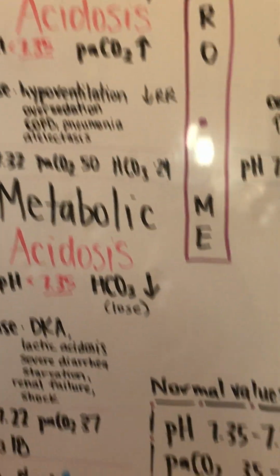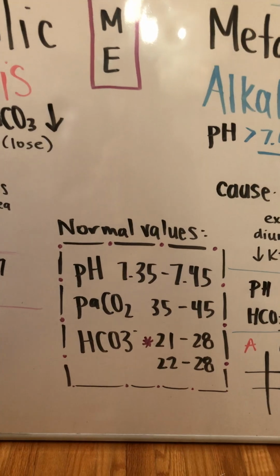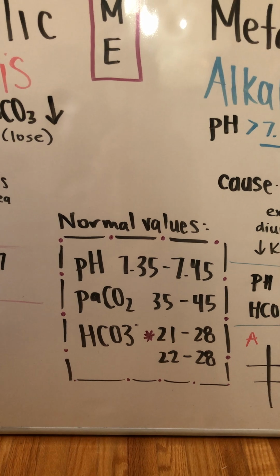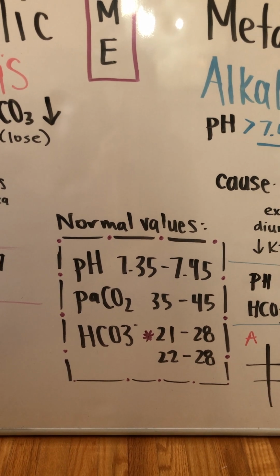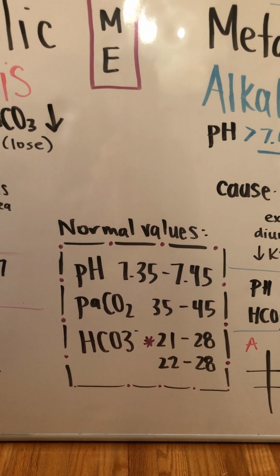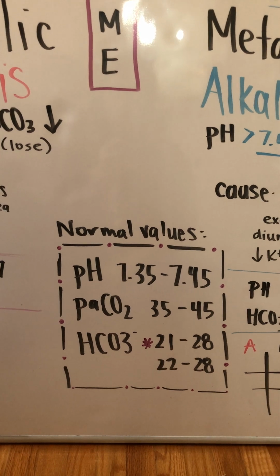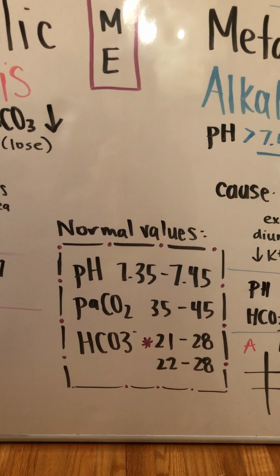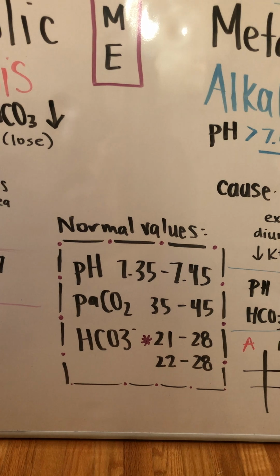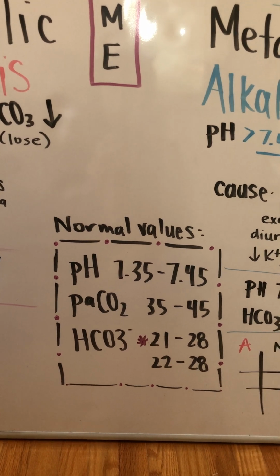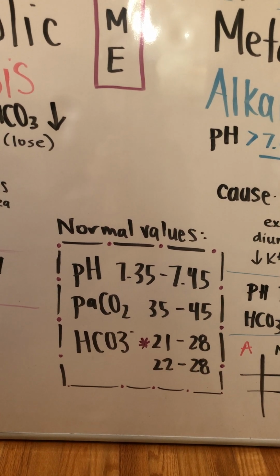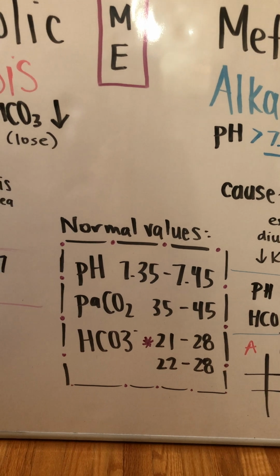I'm going to show you down here the normal values. The normal values here are the pH is 7.35 to 7.45. So anything below 7.35, as we said, is going to be acidotic. The PaCO2, it's more basic if it's below 35, and it's more acid if it's above 45. Remember that carbonic acid is an acid.